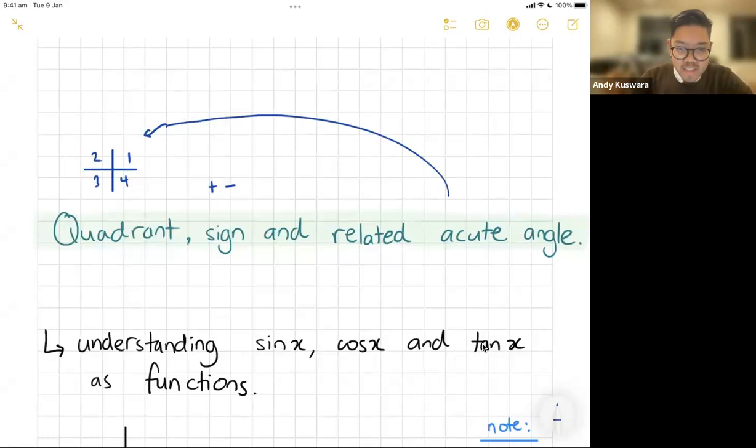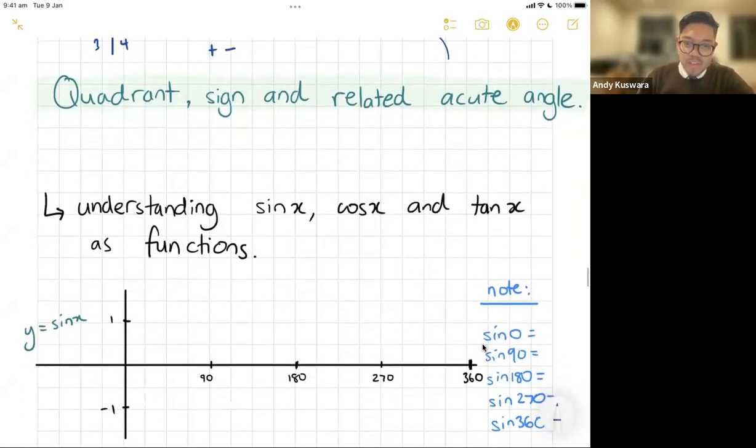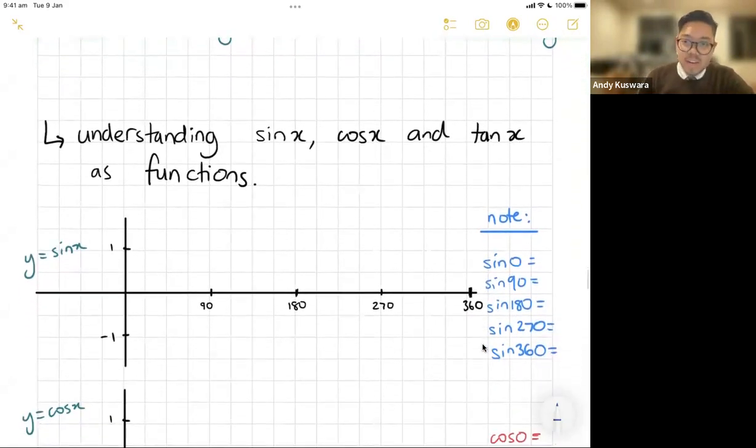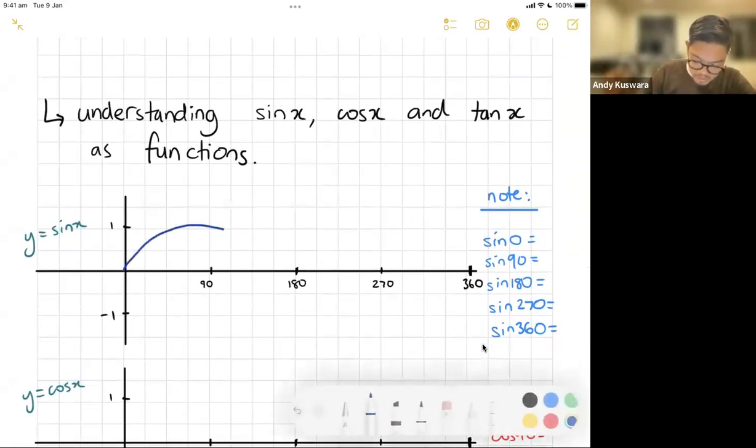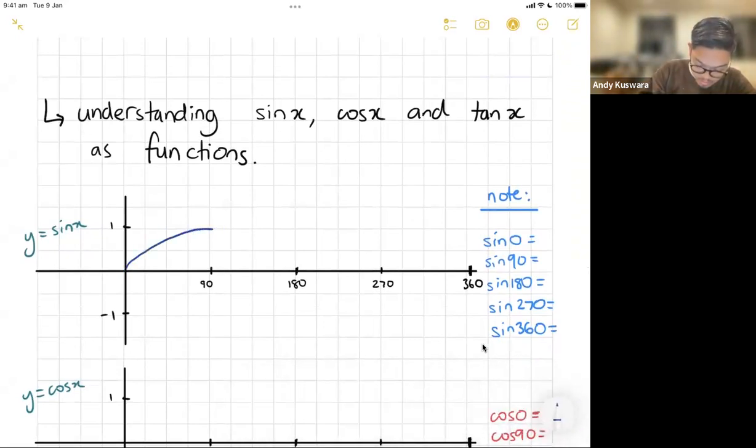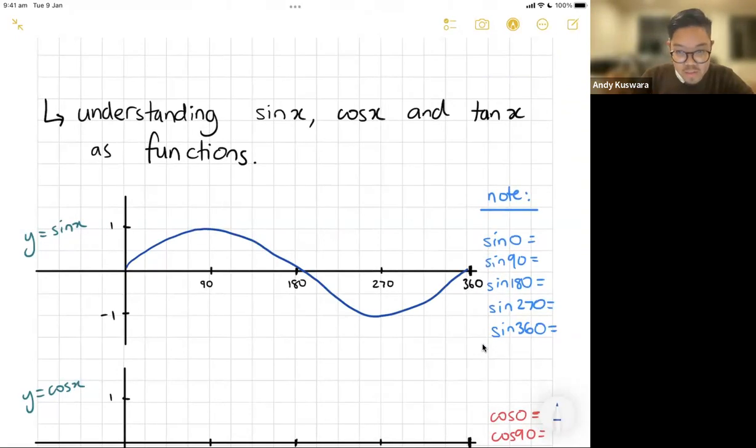Before we can get to any of that, it's very helpful if we understand what sine, cosine, and tan look like as functions. Now you can make an exercise out of this and put into your calculator sine 0, sine 90, sine 180, sine 270, sine 360. But for the time being, I know it's going to end up looking like this. I'm going to draw it to the best of my ability. That's what sine is going to look like. You can test it with your calculator. It holds up, it works.